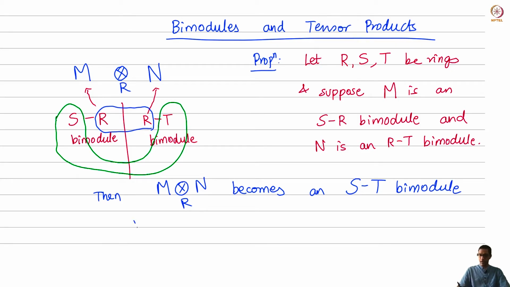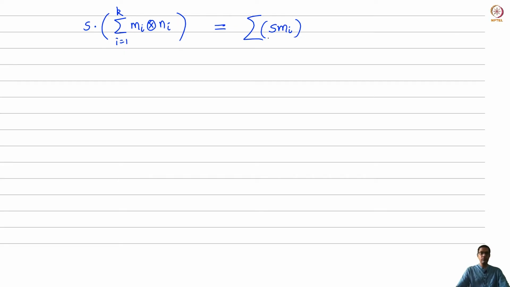So what's the definition? Let's say how the actions are defined. Suppose I take an arbitrary element of the tensor product, the sum of Mi tensor Ni. Remember, anything can be written like this, though not necessarily uniquely. Let me tell you what the left S action is. S acting on this on the left is just: you act on Mi on the left by S. Remember, M is a left S module, so this makes sense.